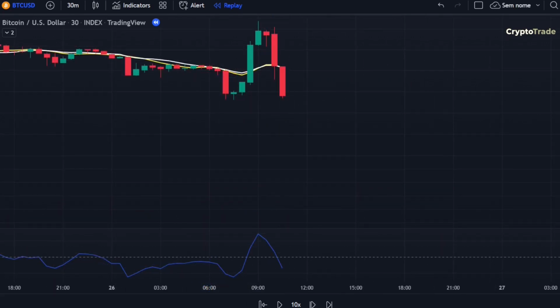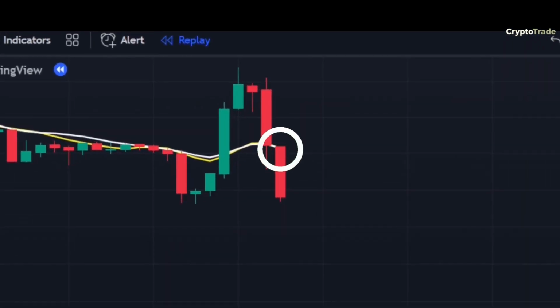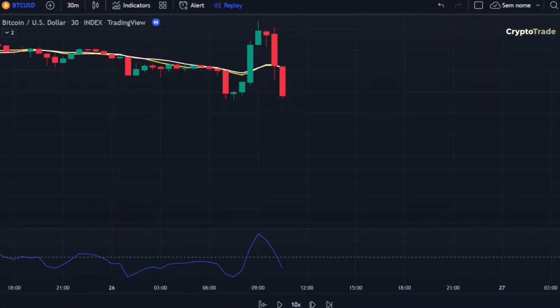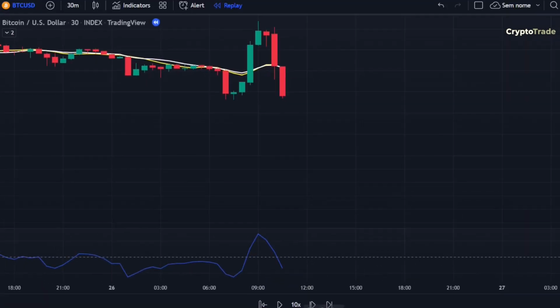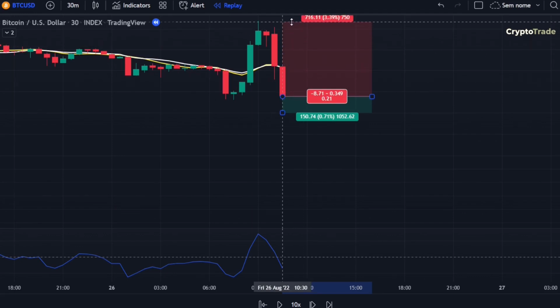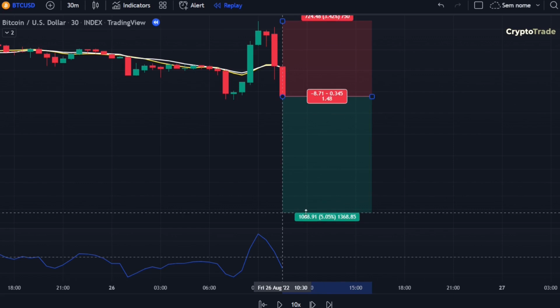For a sell order, the market must be in a downtrend, shown by the EMA lines. The yellow line must cross the white line downwards. The CCI indicator must be below the dotted line. If these conditions are met, place a sell order at the close of the first red candle closed below the yellow line. Place the stop loss above the nearest swing high. The risk to reward ratio will be set to 1 to 1.5.